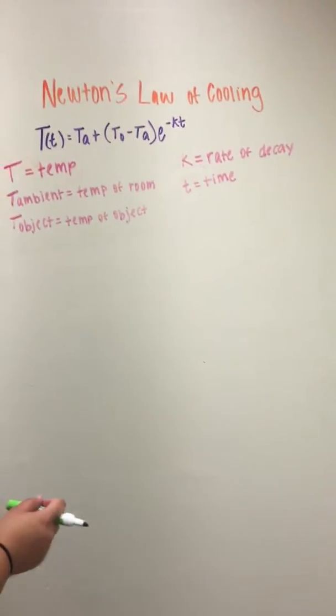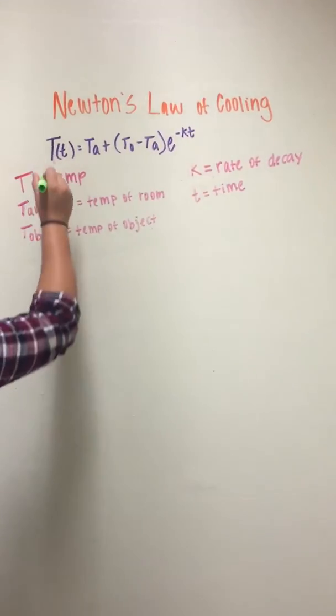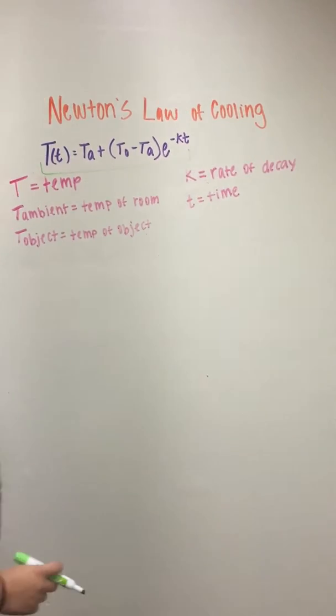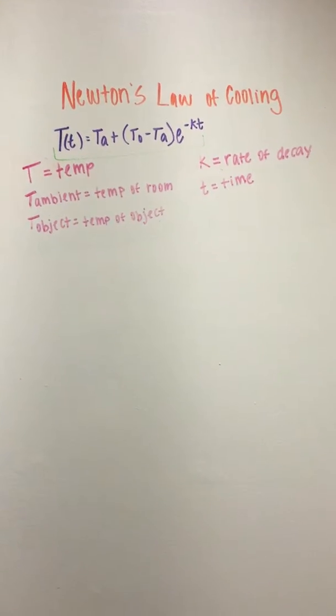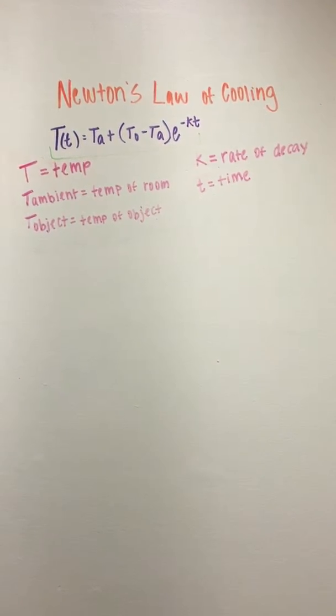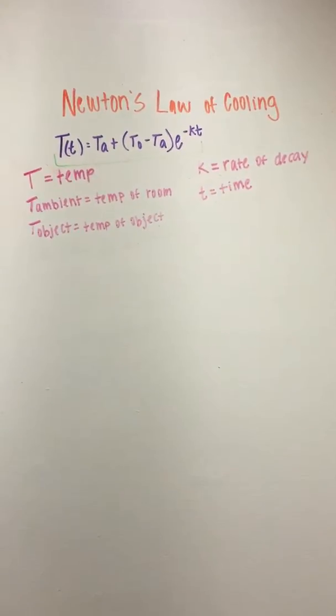Today we're going to be using Newton's law of cooling. This is the formula that we're going to be using. And the question is, just before 6 p.m., students enter the classroom to find Mr. Fee dead of an apparent homicide.